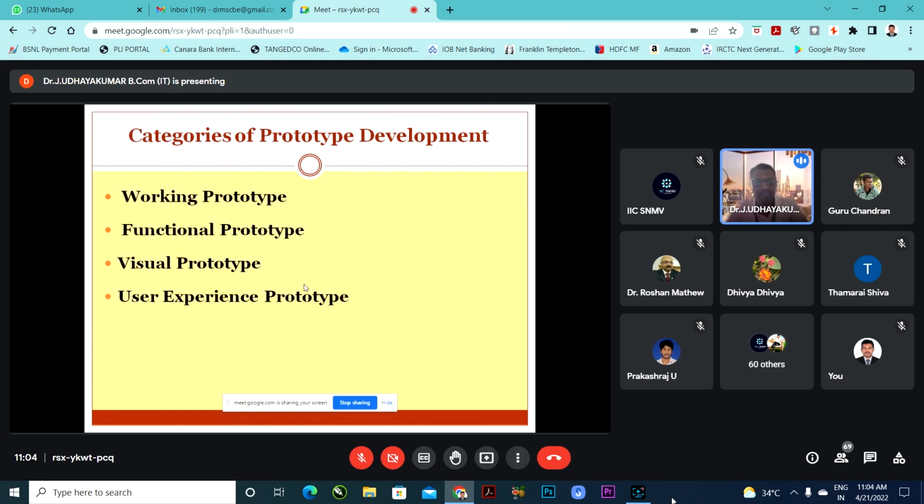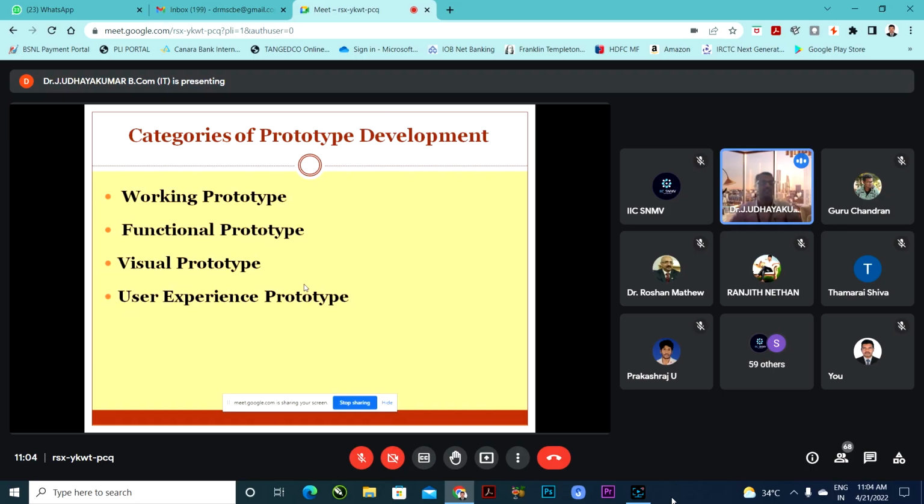Next is the categories of prototype development. We can classify prototypes into four categories based on the product design and how the manufacturer expects the final product to function. The first one is the working prototype. From its name itself, it implies that the product developer makes the working prototype exhibit as many of the final product features and functions as possible.